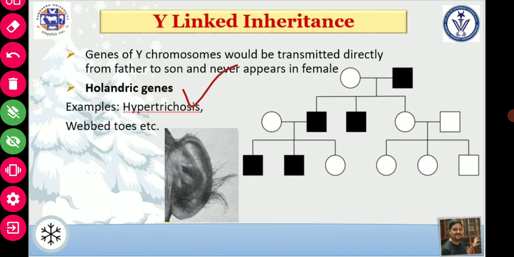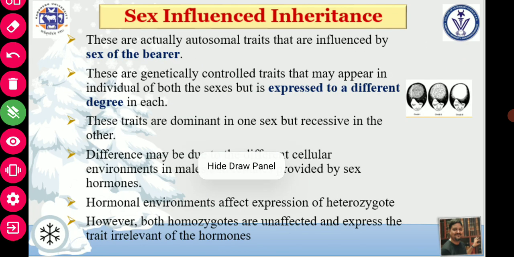So an example is hypertrichosis. We know hypertrichosis means hair on the ear pinna. Many of the people you might know have hairs on their ear pinna. Webbed toe is another; these are the two examples. There are other examples also. Here you can see the hair on the ear pinna. In this pedigree you can see that the affected male is transmitting the disease to a male, then again in the next generation transmitting to a male. Here also you can try to find the genotype of each and every individual and how this Y-linked gene is getting transmitted from one generation to the next.